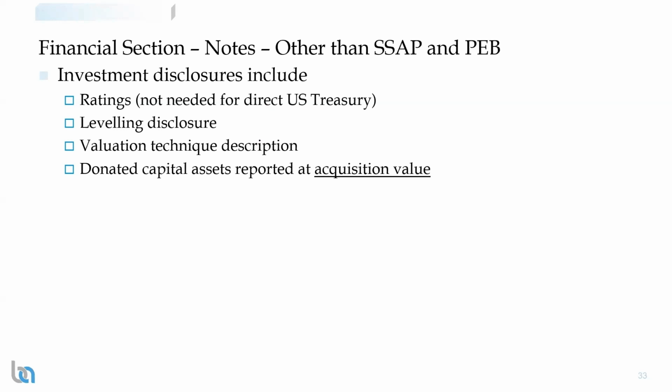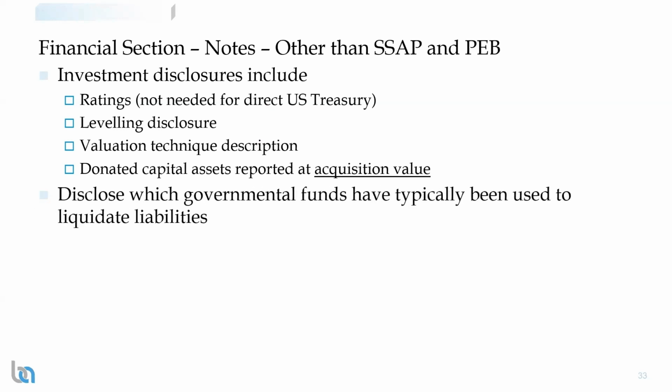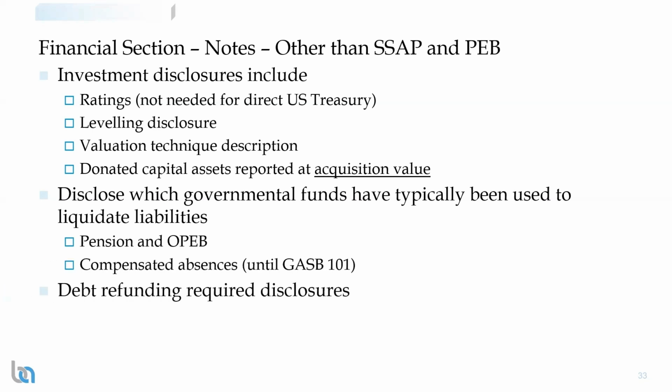Donated capital assets, I think we talked about that. I think I may have just forgotten to delete that. I'm sorry. And then also disclosure about which governmental funds have typically been used to liquidate liabilities. Actually, this one, I probably should have taken it out as it's no longer applicable this year. Actually, it's probably still applicable for pension and OPEB, not for compensated absences.